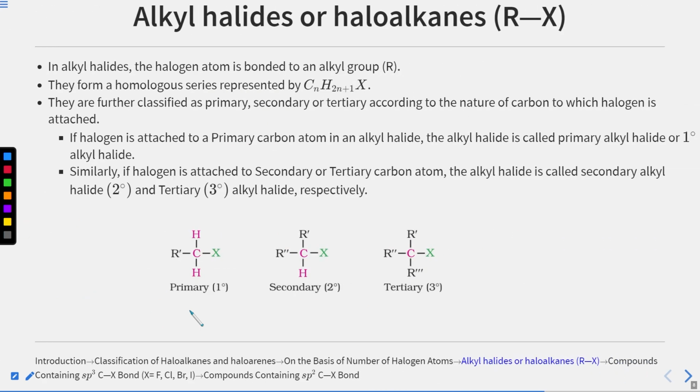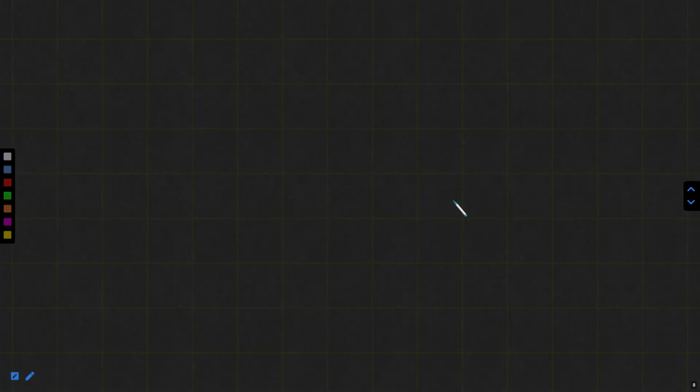Now next we have the alkyl halide or haloalkane. So here we are classifying it on a different basis. Okay. So let us start this classification. So in alkyl halide, the halogen atom is bonded to an alkyl group. So the homologous series would look like this. You must have seen this series earlier also, but the formula was changed.